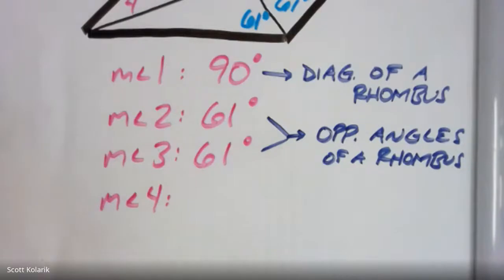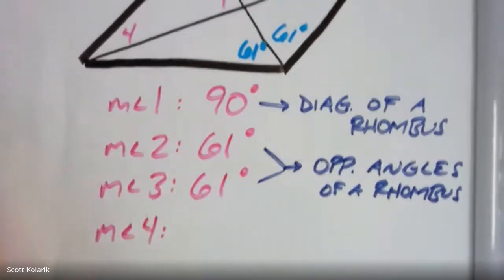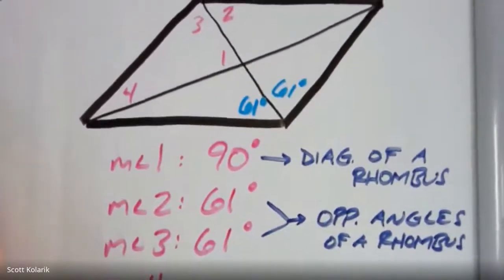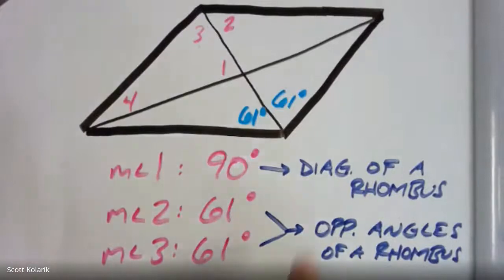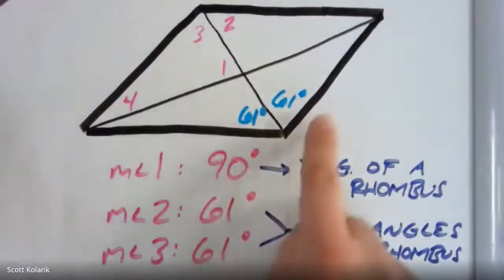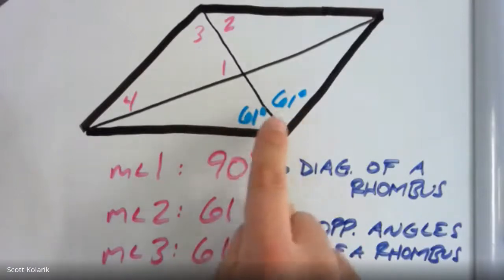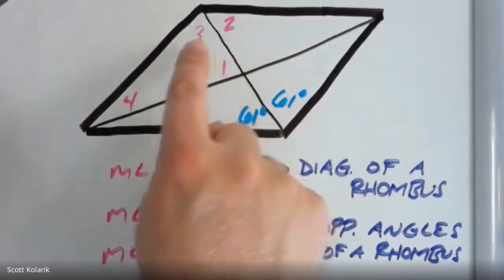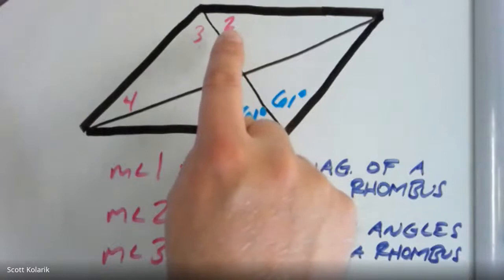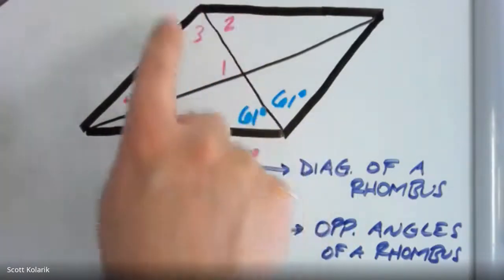So in order to find measurement of angle 4, it will come in handy to understand that angle 2 and 3 are going to help me here. So let me scroll back up here to my rhombus. Okay, so if I know this entire corner down here is 122 degrees, just by adding 61 and 61, angle 3 and angle 2 are also 61 apiece, meaning that that's 122 degrees.